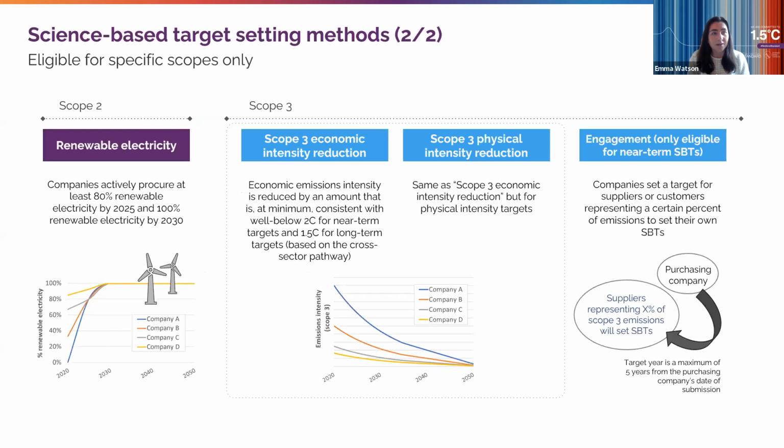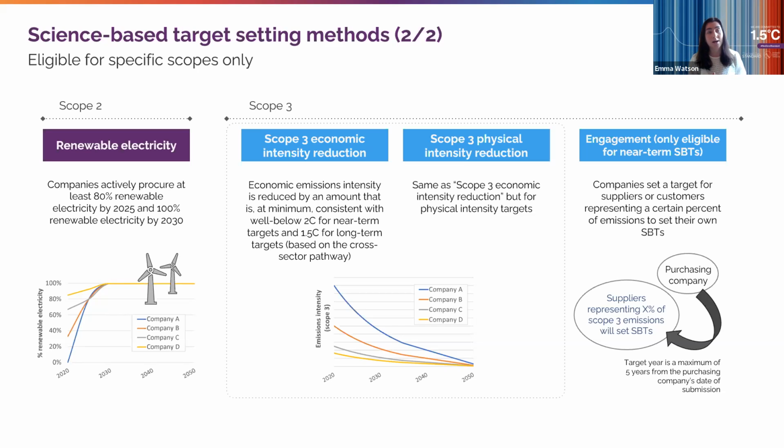Great. So if we look at some of the other methods that we have available, these ones are eligible for specific scopes only. The scope 2 target, the renewable electricity method, is only applicable to scope 2. In these targets, companies would actively procure at least 80% renewable electricity by 2025 and 100% renewable electricity by 2030. So it doesn't necessarily matter where a company is beginning with these targets.